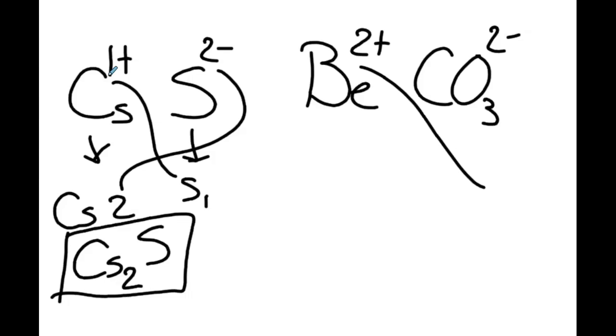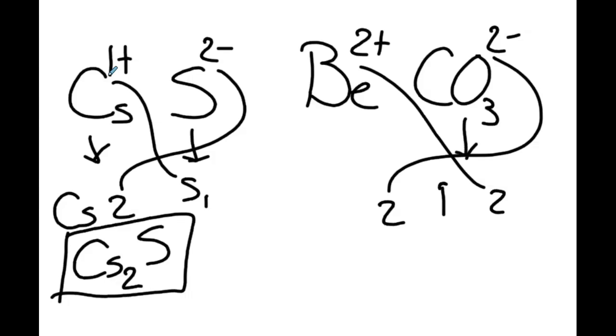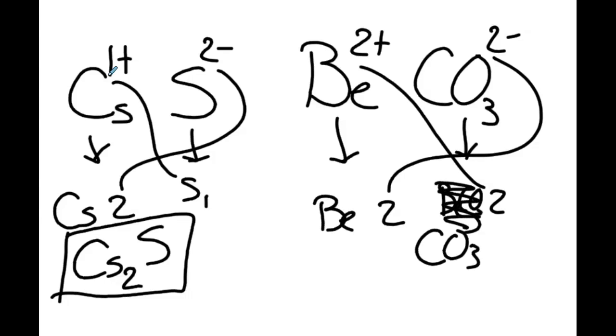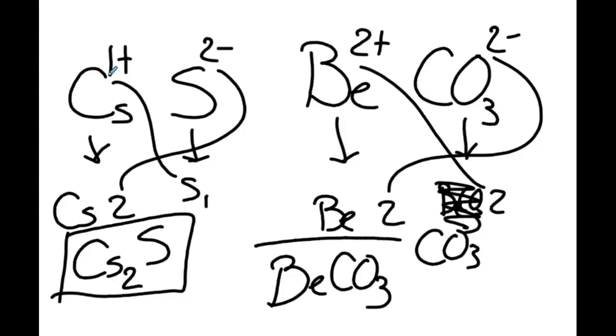So you crisscross the numbers, 2, 2, bring your symbols down. And then because they're both 2s, I'm going to write it out as BeCO3. Okay? So that should help you with that part.